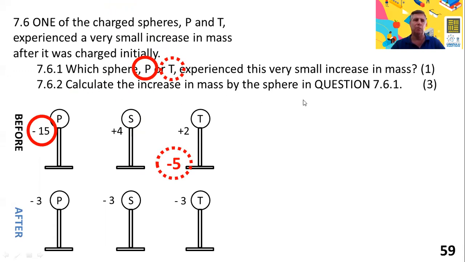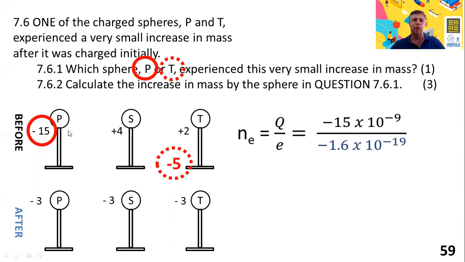Calculate the increase in mass of the sphere in question 7.6.1. Well, first of all, let's calculate how many electrons P gained to get a charge of -15 nanocoulombs. Number of electrons is the charge gained divided by the charge on the electron, which you just get from your constants sheet. So -15 times 10 to the -9 coulombs, that's the charge. The charge on the electron, from your constants sheet on page 40, is minus 1.6 times 10 to the -19. Now, please make sure that you know how to put these numbers into your calculators, especially with two minus signs.